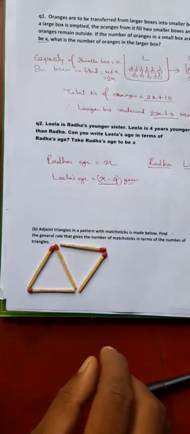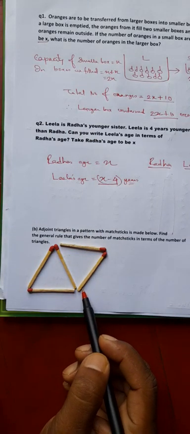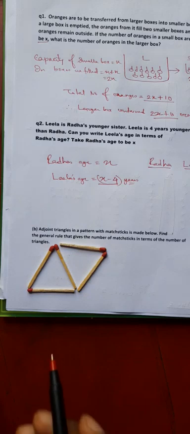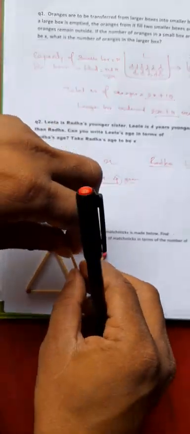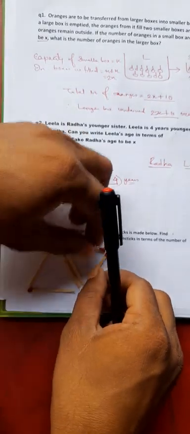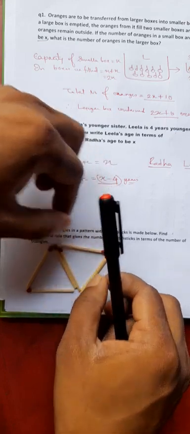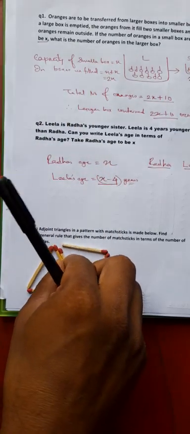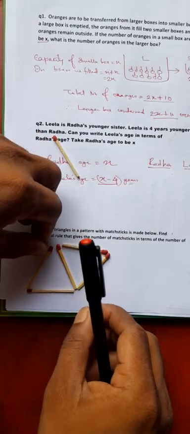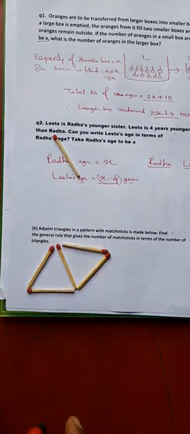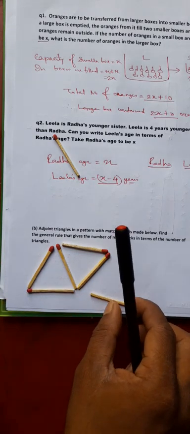Now you see, for two triangles, ideally you should have considered 6 sticks like this, right? But we don't need 2 sticks here, we are replacing 1. For forming 2 triangles, we are replacing 1 stick. Now let's form another triangle, adjoint triangles here.